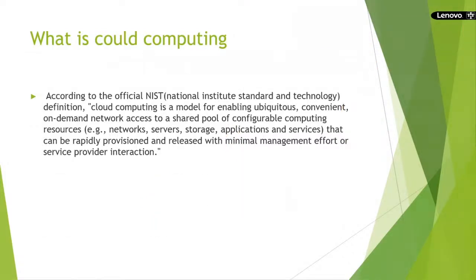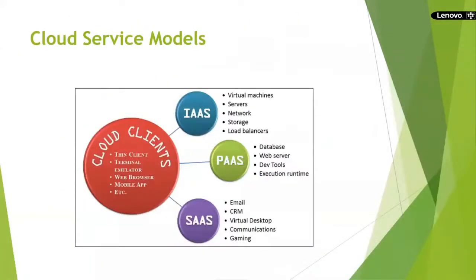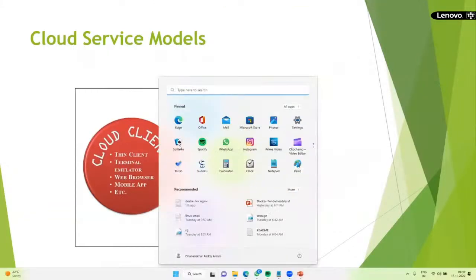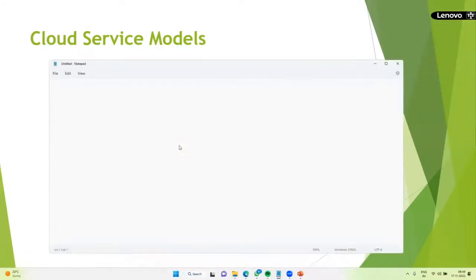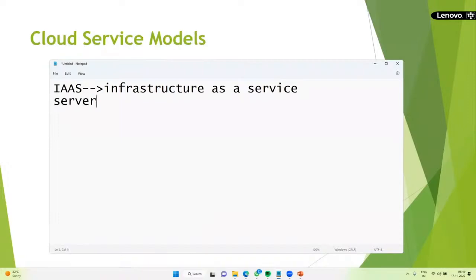In the cloud, we have three types of services, guys: IaaS, PaaS, and SaaS. Based on your business requirement, you can choose which cloud service model is required. First, infrastructure as a service. What all comes under infrastructure? Server, storage, network, database, load balancer. These all come under infrastructure as a service.